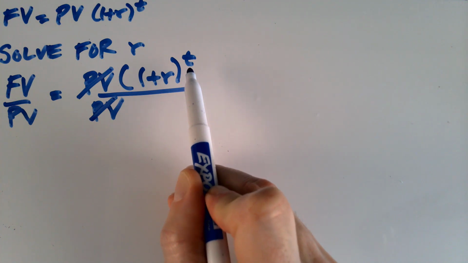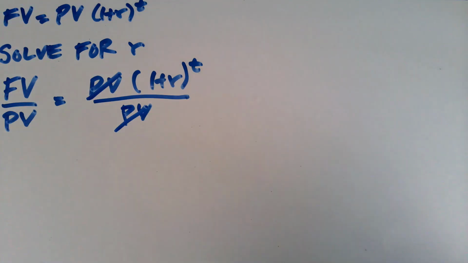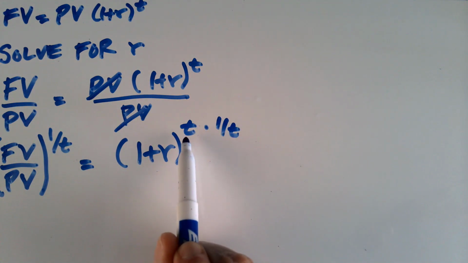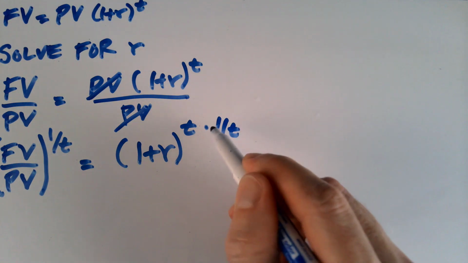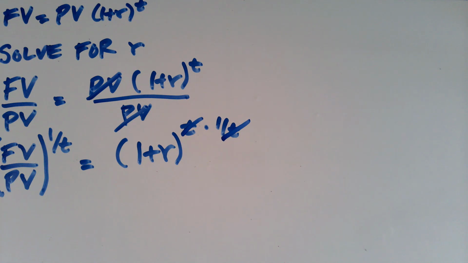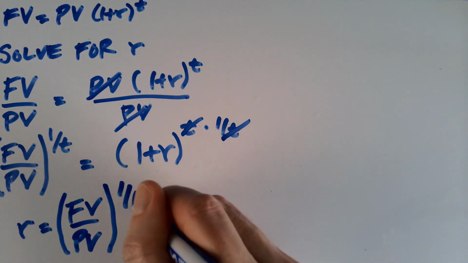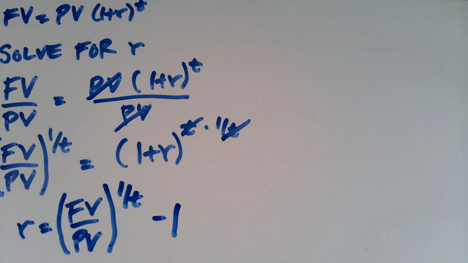But how do we get rid of exponents? Well, it turns out we can take both sides to the 1 over t power. And so when we do this, this exponent becomes t times 1 over t. And those things just cancel out and leave it to the first power. And anything to the first power is just that thing. And so now we can simply subtract 1 from both sides. And I'm going to switch sides here so we can have our variable of interest on the left-hand side, as we like to do. And so our final equation is that the required return is equal to future value divided by present value to the 1 over t power minus 1.